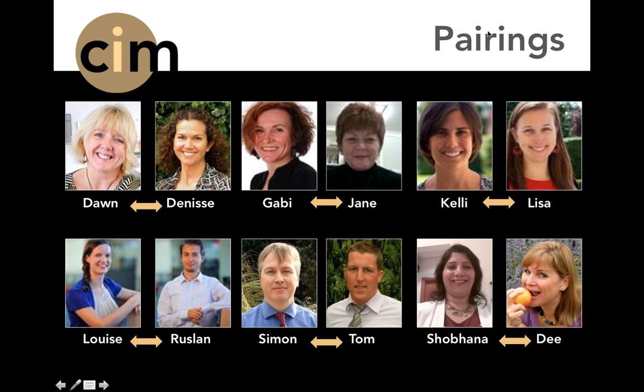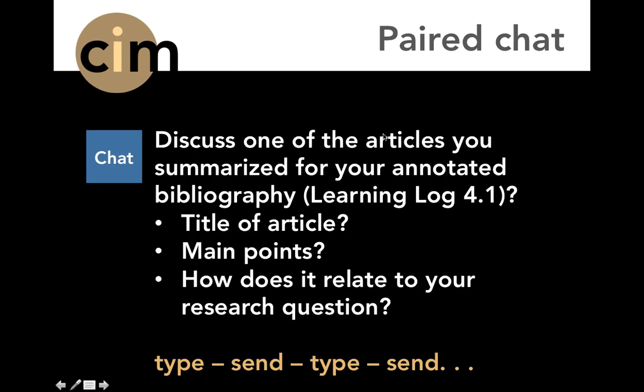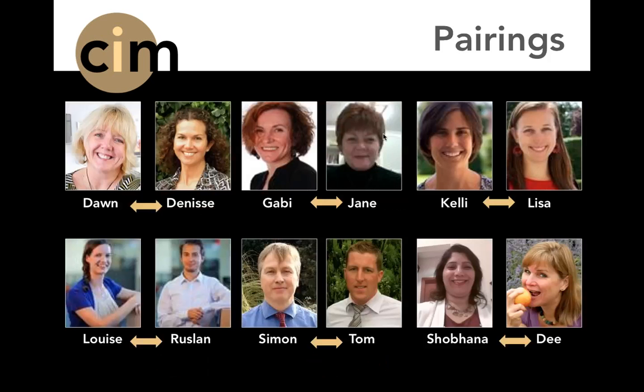So let's go back and look at the question. And again, we'd like you to discuss one of the articles you summarized for your annotated bibliography. That was in Learning Log 4.1. What was the title? What were the main points? How does it relate to your research question? The pairings for this activity: Dawn and Denise, Gabby and Jane, Kelly and Lisa, Louise and Ruslan, Simon and Tom, and Dee, if you will connect with Latifa and I. So connect to Latifa in your chat box.